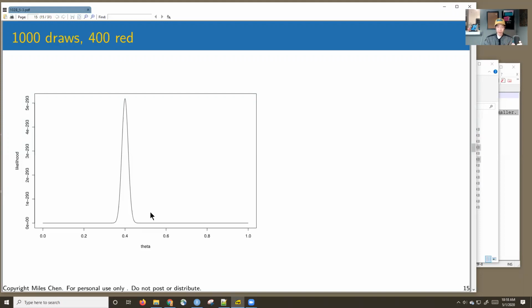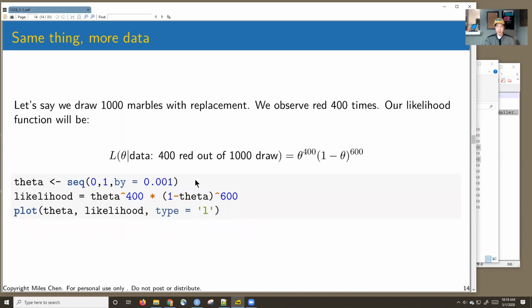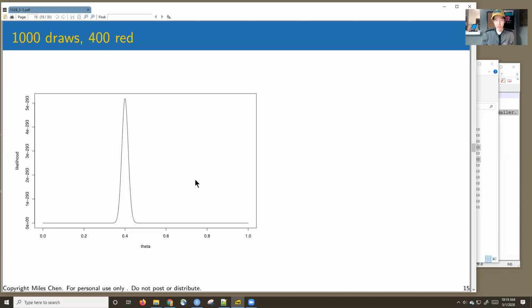So between this graph and this graph, in both cases we've observed 40% red, but over here I have way more observations, and because I've got way more observations, I can be a lot more confident that the proportion is 0.4, whereas over here 0.4 is the maximum likelihood estimate, but we can also say that other values are highly probable as well.